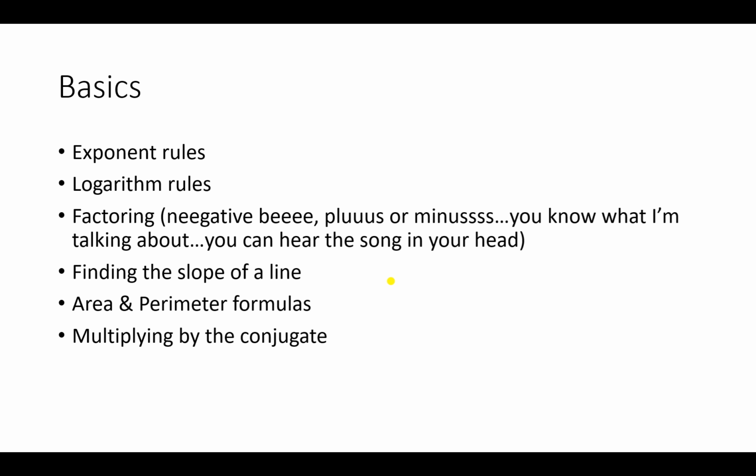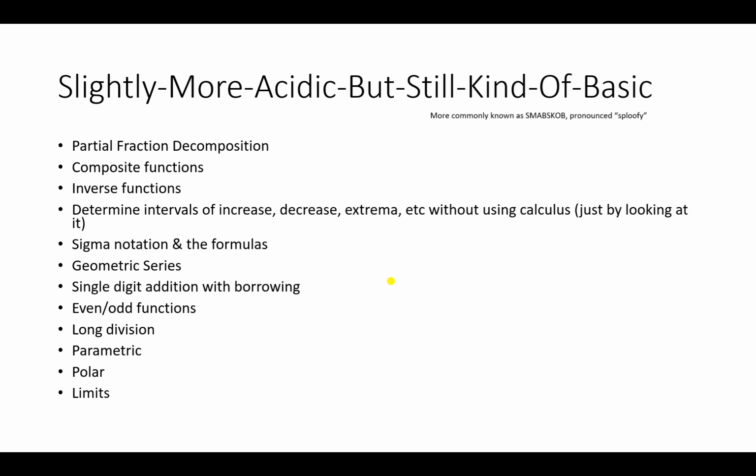And then you also want to know how to multiply by the conjugate, which makes the denominator of your fraction less ugly. Then we want to get to a slightly more acidic but still kind of basic material, partial fraction decomposition. That's when you take one fraction that's all nice and happy and you painfully rip it apart into two separate pieces. You're going to want to know composite functions like f of g of x, where you have one function and then another function and they're both together. You want to know inverse functions, which are functions that undo each other.